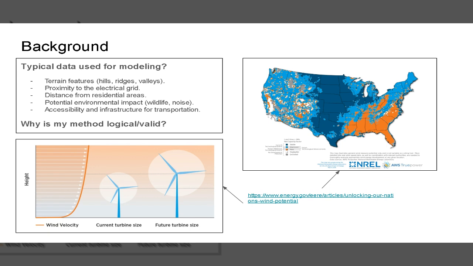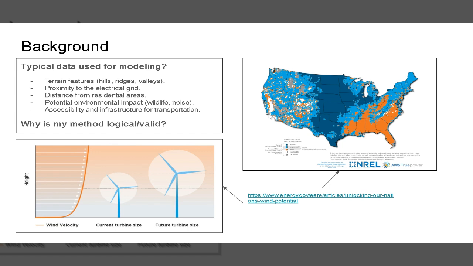So typical data that's used for these kinds of models are terrain, proximities to electrical grids, distance from residential areas, potential environmental impacts, reservation areas, wildlife, and then accessibility and infrastructure for transportation. Besides all the atmospheric data used for these, which can go on for, it seems like, infinity, there are so many different atmospheric parameters that can interact with what we're looking at here.